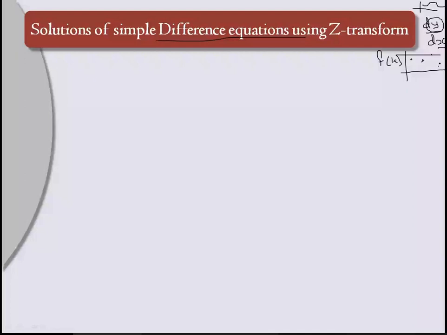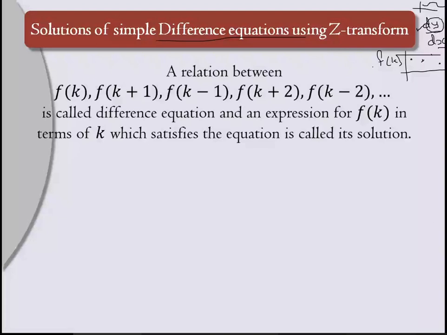But the function is changing with respect to the value of k. So how to find the change in f of k with respect to k? That we can get by using a difference equation. Here, the change is denoted by a derivative. Here, the changes are denoted by differences. Now what are these differences? The terms f of k plus 1, k minus 1, k plus 2, k minus 2. These are called the differences.